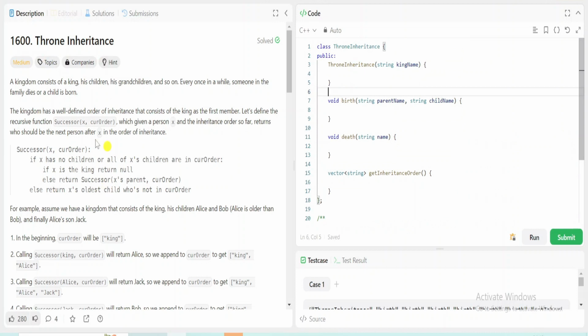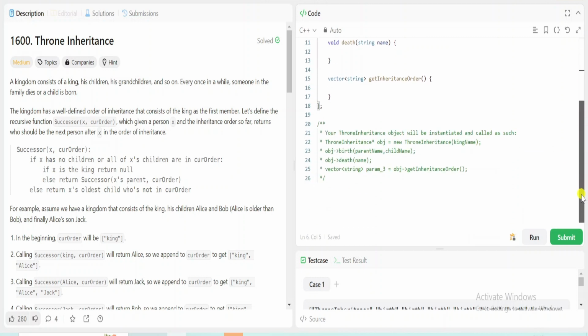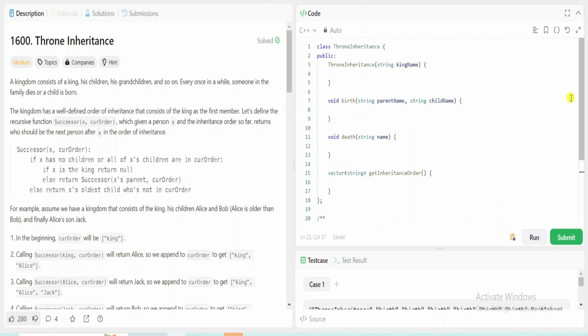This is the question and this is the question statement, and here is the skeleton code for this. We are given the class. I'm solving in C++, but you can solve in any language. There are various APIs in the class, and we have to see how we can fulfill the requirement of this question. So let's first understand the question in simple terms.